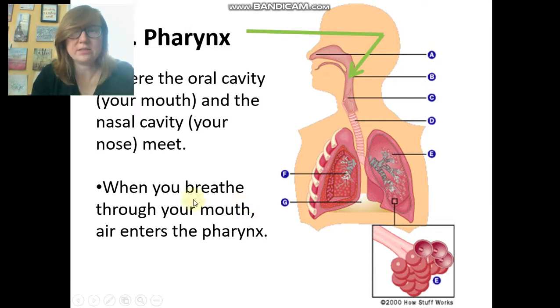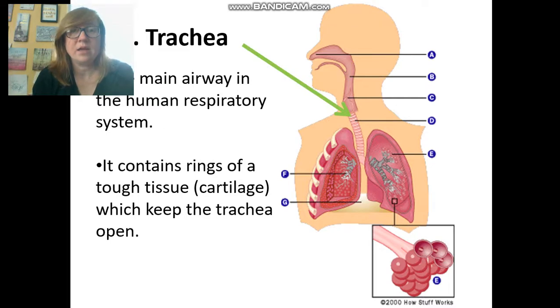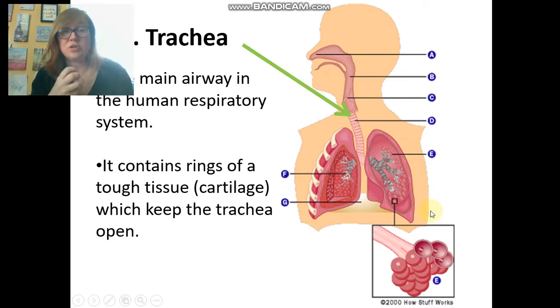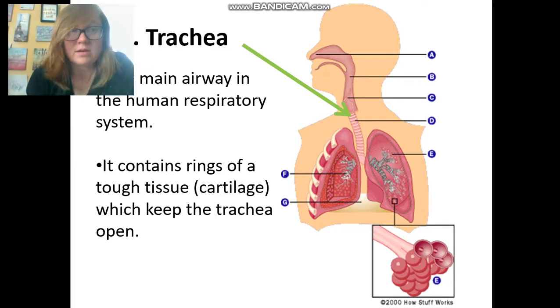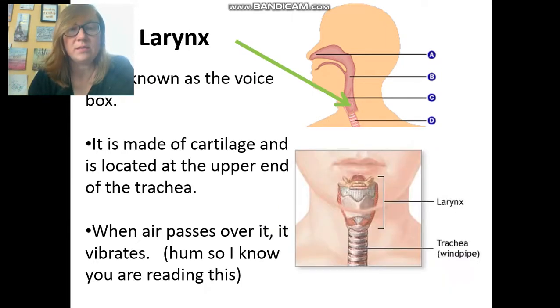Then it goes to your pharynx. Here it is right here, the green arrow. So that's like the oral cavity. Your mouth and nose connect back there. When you breathe through your mouth, air is going to go right into the pharynx. If you're panting and breathing, it's going to go directly into the pharynx right away. Then it travels down to your trachea. That's the main airway. It's the big highway where all the air comes into and travels down. There's a lot of tough cartilage that keeps the trachea open, so when you lie down, it doesn't just collapse in onto itself. That's important. Otherwise, you could suffocate easily, and you don't want that.